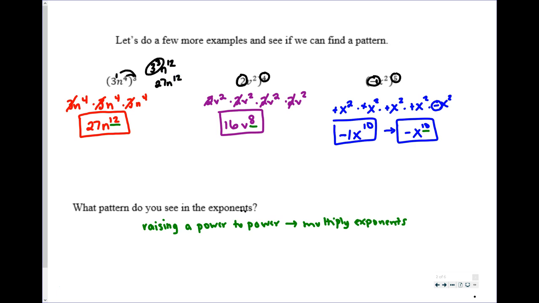So I'm going to be showing you this trick all the way through the learning target, but I kind of want to point out that the coefficients also have a pattern. It's just you have to be really careful with your notation.